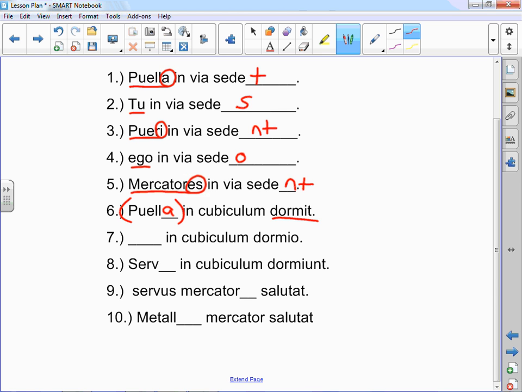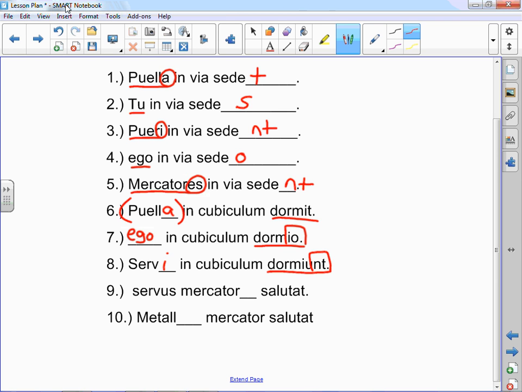Number 7, once again, I have a completed verb. I don't have anything here, so I'm asking for a pronoun. Ego is the first person pronoun. It goes with the letter O. Number 8, I have serv- incomplete. I have in cubiculum, and then I go to my verb, third person plural. Now I have to decide whether or not servus is first, second, or third declension, because that would affect my ending. If it were first declension, I would use AE. If it were second declension, I would use the letter I. If it were third declension, I would use the letters ES. I know that servus is second, so I use the letter I.